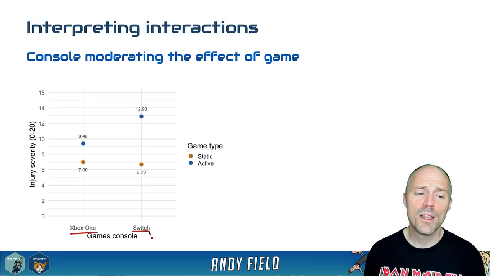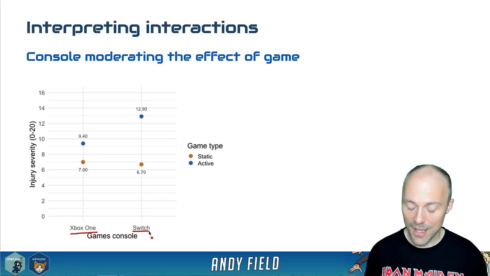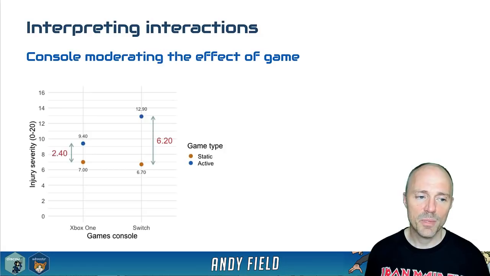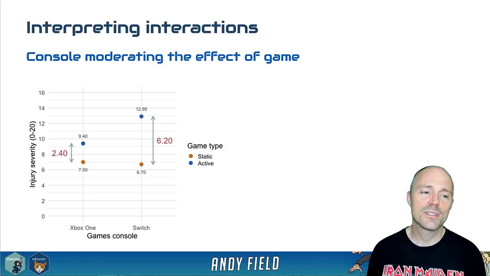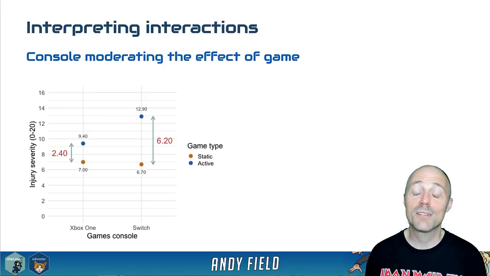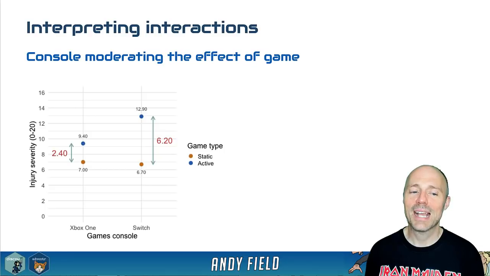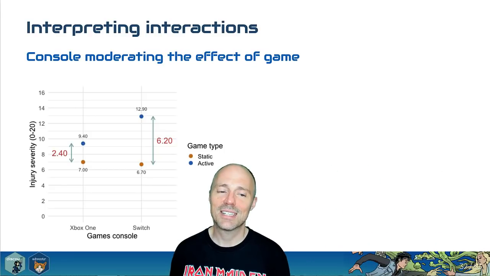And we can ask ourselves, within the Xbox, what is the effect of game? So what is the effect of game when you play the Xbox? The effect of game is going to be the difference between those 2 dots. So it's the difference between 7 and 9.4. It's the difference of 2.4. So the effect of static versus active in the Xbox is 2.4. And the effect of static versus active in the Switch, there's a bigger gap between the dots. It's actually a gap of 6.2. So 6.2 more injuries when you play active games in the Switch versus static games.